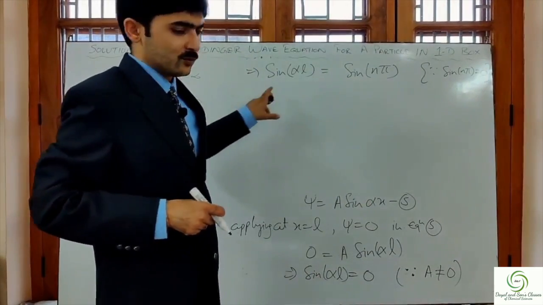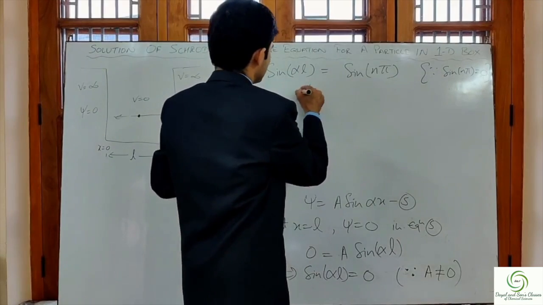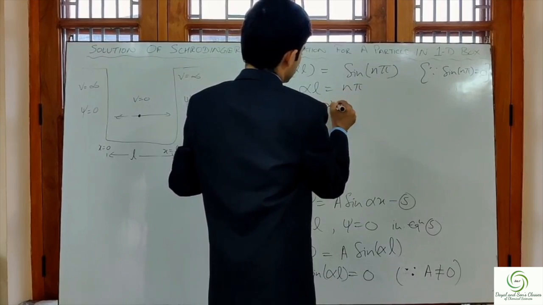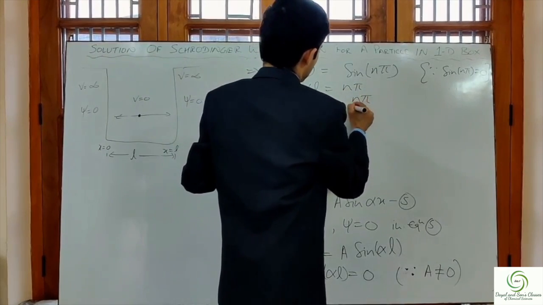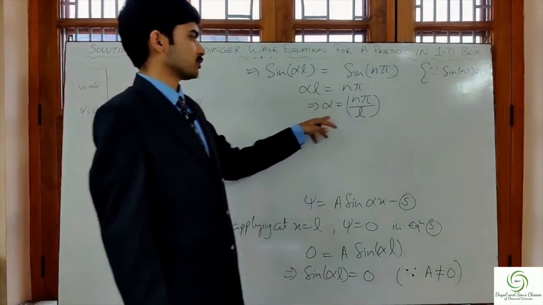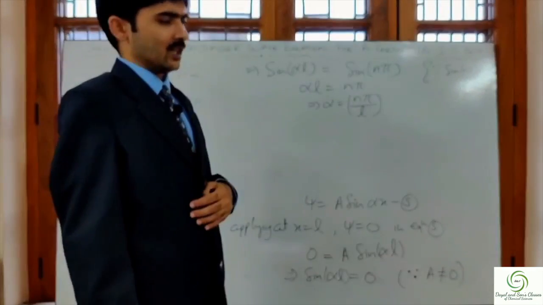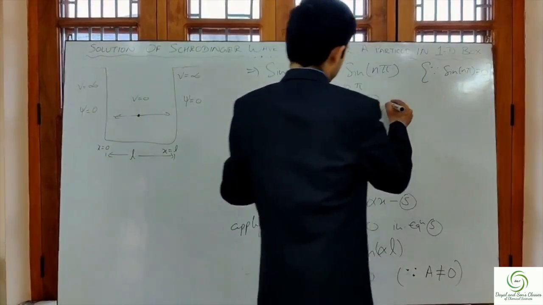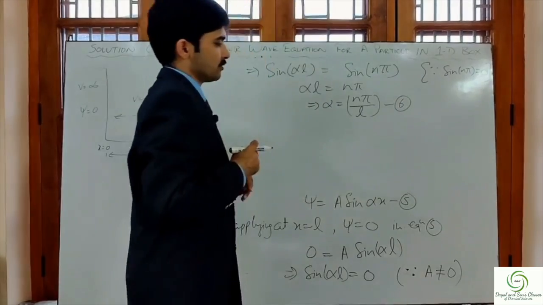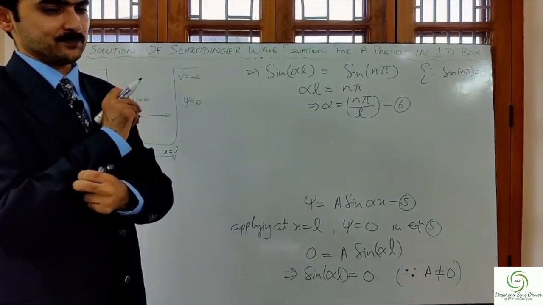Now what do we get here? From here we get that sine alpha L is equal to sine n pi, so alpha L is equal to n pi. This implies alpha is equal to n pi upon L. So what do we get? The value of alpha is n pi upon L. We mark this as equation number 6.